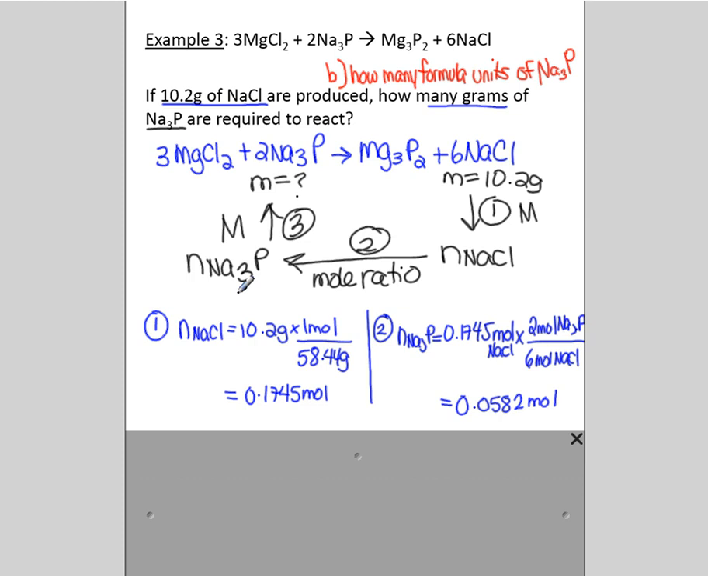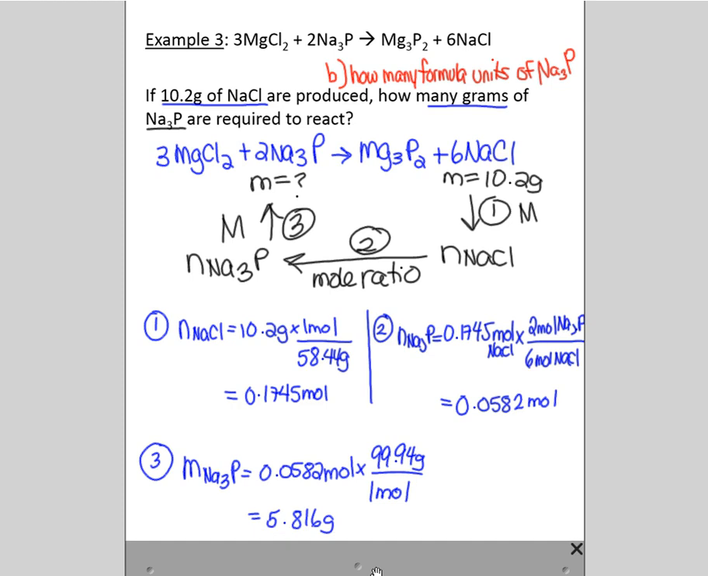Then the last step, once you're at moles, you need to change this moles back to mass. So to do that, very last step, you want to take your moles, 0.0582, and multiply them by the molar mass of sodium phosphide, 99.94, and you should get around 5.816. Here we want 3 significant digits for our answer, so that answer should round to 5.82 grams.